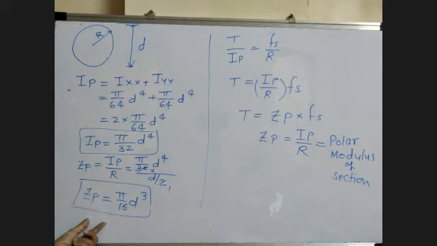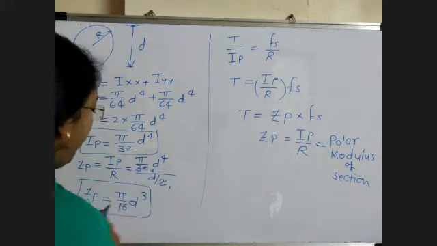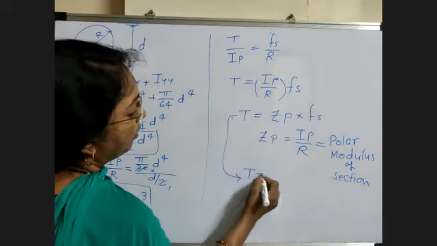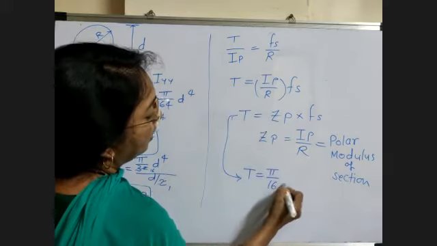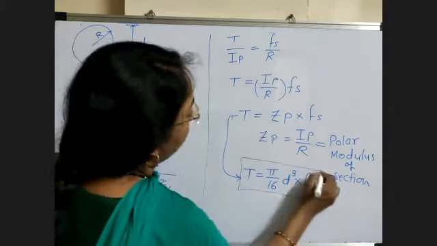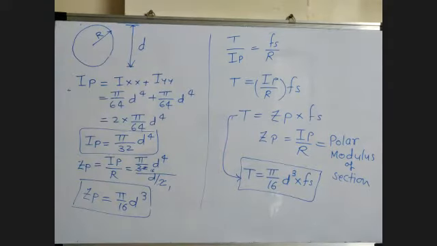Now we put this value of Zp here. This value of Zp, we will put here. So see what we get. T is equal to pi by 16 d cube into Fs. So this is the modified formula of torsion for solid circular shaft.